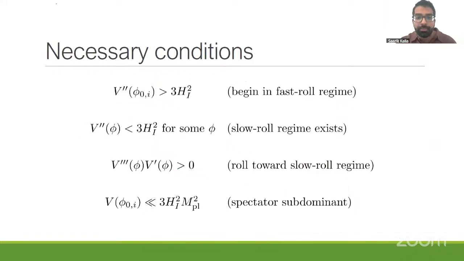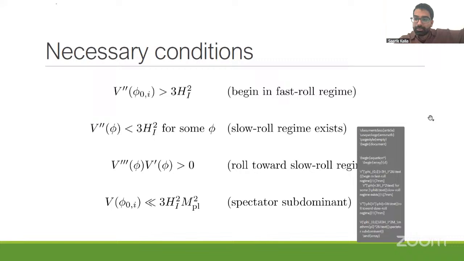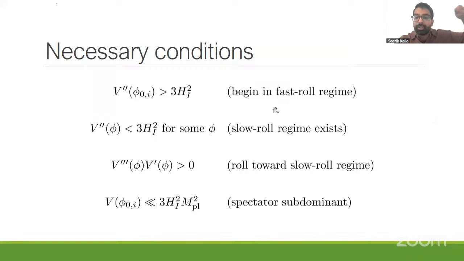Okay. Now that we understand this scenario, we can outline some necessary conditions that we're going to need for the potential and also for the starting value of the field in order for this scenario to work. Basically, these boil down to just: I should start in the fast roll regime. That means I basically have to start high enough up the potential that I'm in the fast roll regime. There should exist some slow roll regime that I can roll to. And in particular, the most important condition here is that I should begin rolling towards that slow roll regime. So that's that condition here.